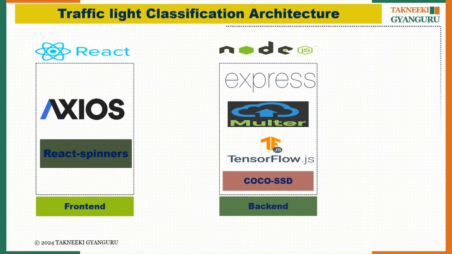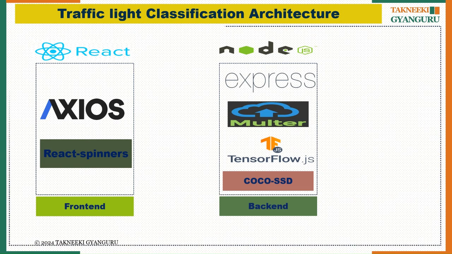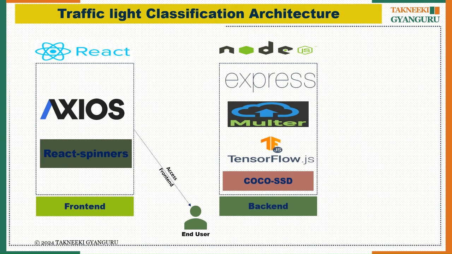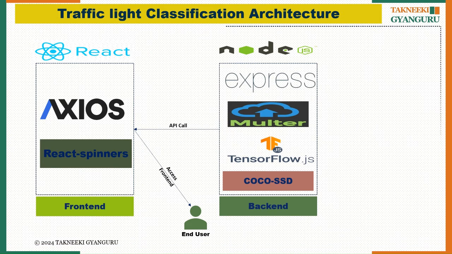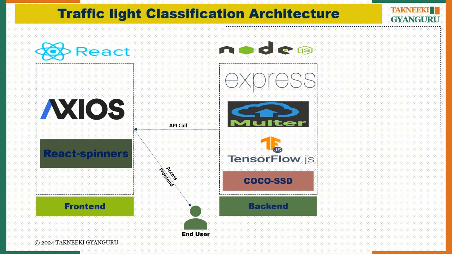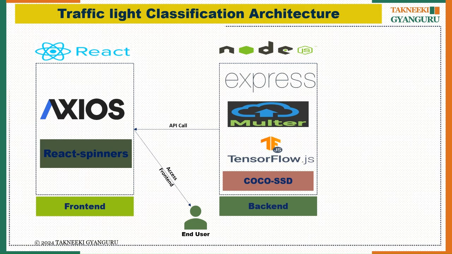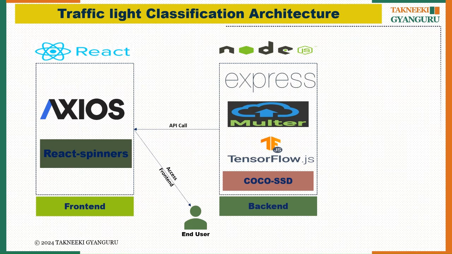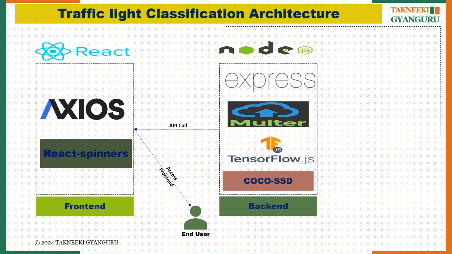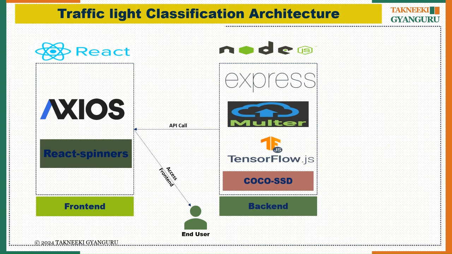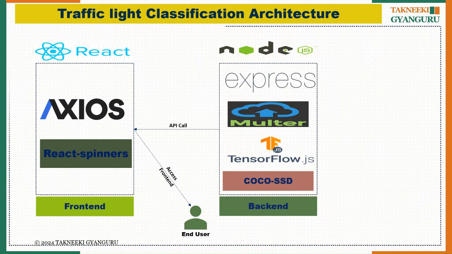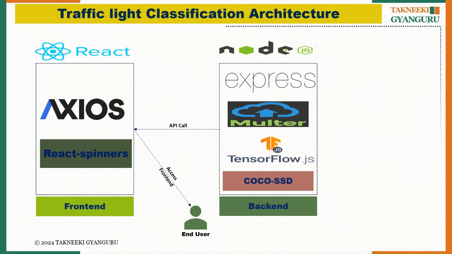So once we have the React front end and the backend ready, a user can access the front end, and the front end will make an API call to the backend server, which will return the response: whether the uploaded image is a traffic light image, and what the predicted percentage is. And that will be responded back to the React.js and the end user can see it.